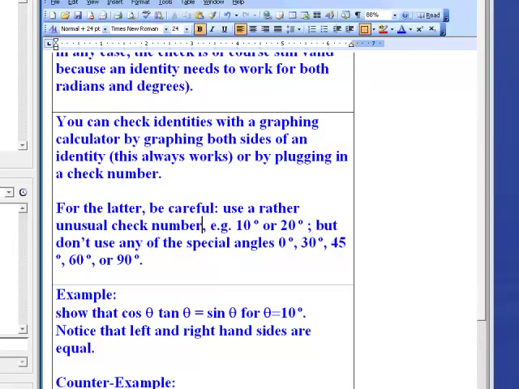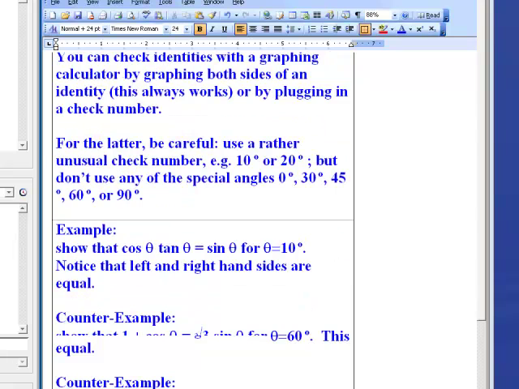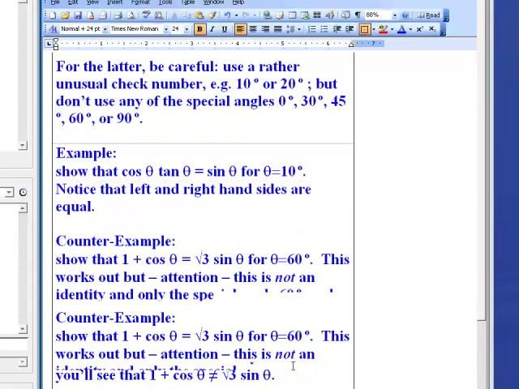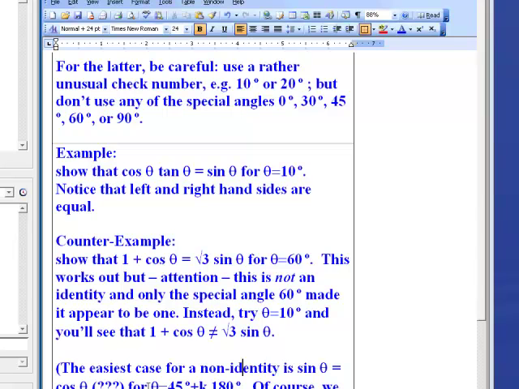The reason for doing so is that, for example, look at this one here. This one actually is not an identity. But if you happen to plug in 60 degrees, you come up with an identity, because now you have 1 plus cosine 60, which is 1 plus 0.5, so 1.5. Sine of 60 is square root of 3 over 2 times the square root of 3 is 3 over 2, again 1.5. So coincidentally, you come up with the correct result for 60 degrees, but not for any others. So be a little bit careful with these here. Here's the easiest case for a non-identity: sine equals cosine. Well, it's obviously not correct, but it will only hold for 45 degrees and 225 degrees.